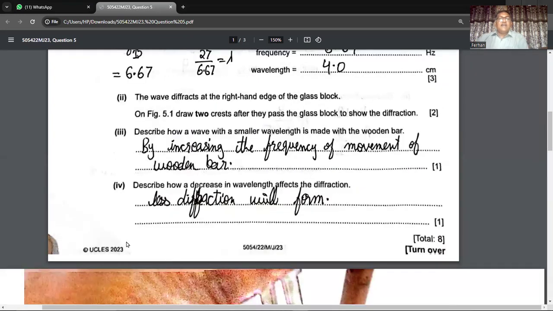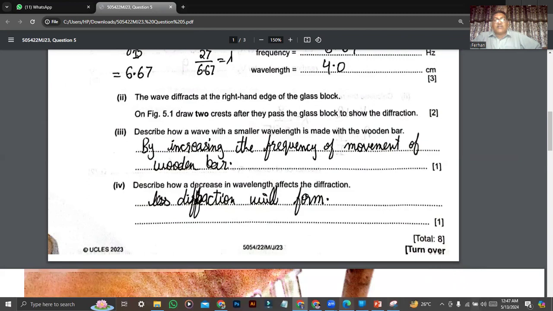The third part says, describe how a wave with a smaller wavelength is made with the wooden bar, by increasing the frequency of the movement of the wooden bar. If you increase the frequency, the waves produced will have a smaller wavelength. Then it says, describe how the decrease in the wavelength affects the diffraction. When the wavelength decreases, the gap will still be the same. If the wavelength is shorter than that gap, there will be less diffraction. So these are my answers.